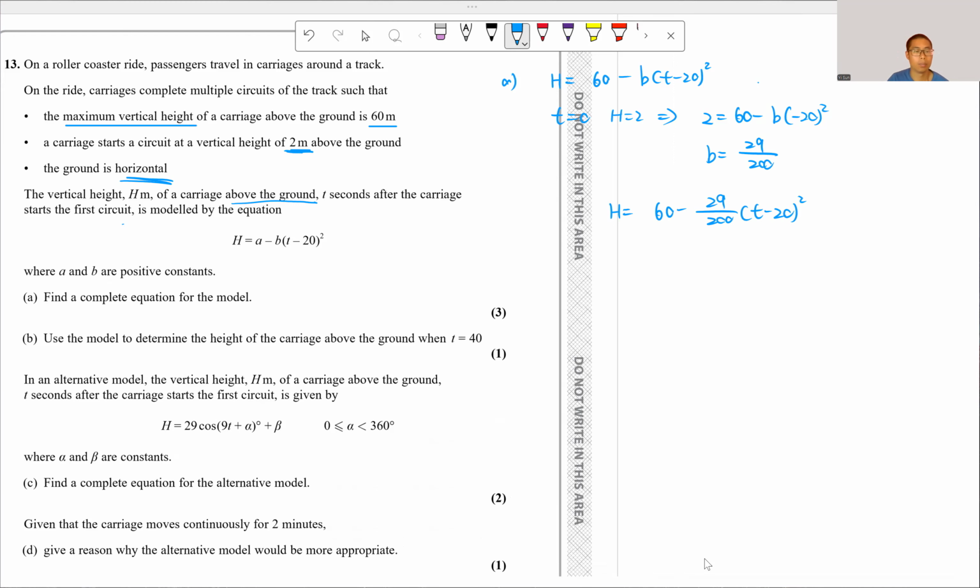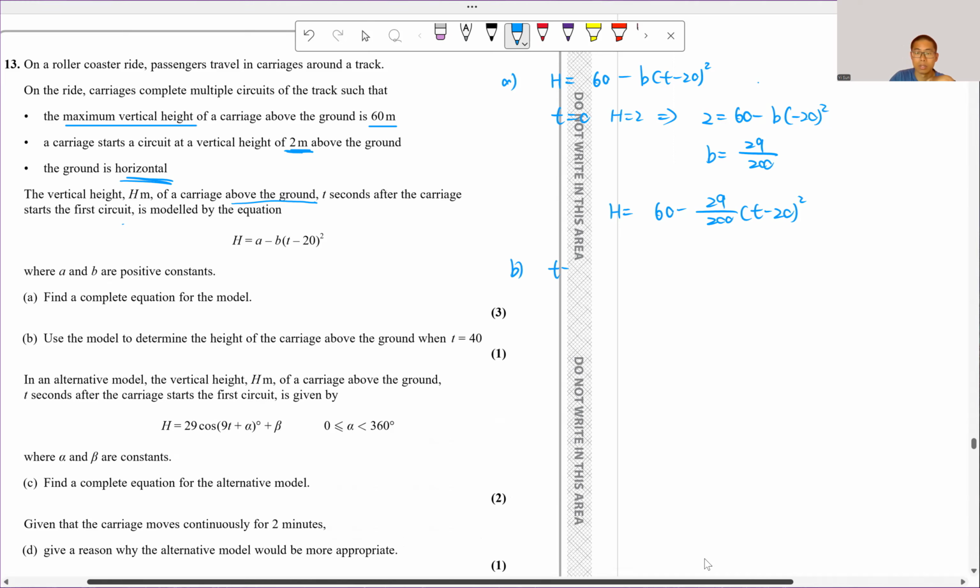Okay, and then for part B, use the model to determine the height of the carriage above the ground when t = 40. So substitute in t = 40, we have h = 60 - (29/200)(40 - 20)^2. Basically, we just put it in the calculator: 60 - 29/200 times 20^2, which is equal to 2. So we know the height is equal to 2 as well.